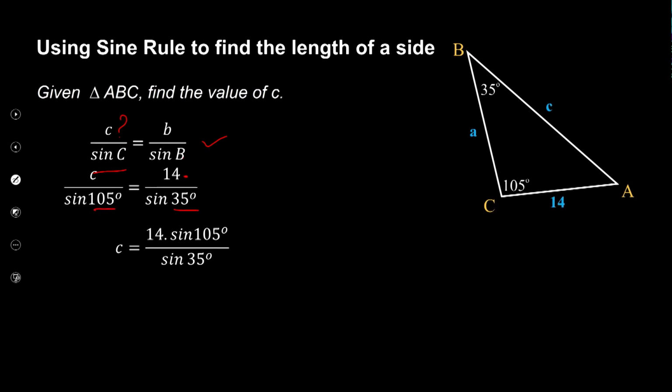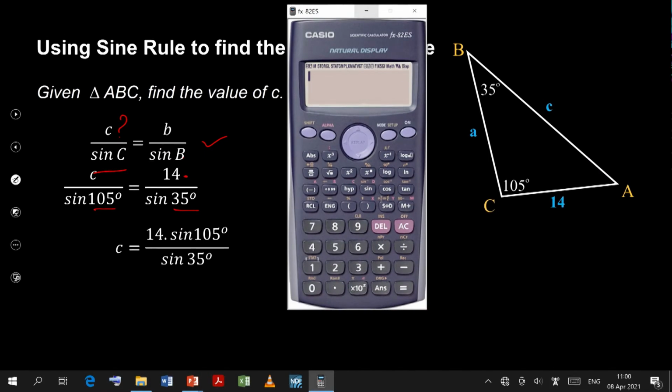Sorry, before we get to our calculator, we first multiply throughout by sine 105. So we end up with this fraction. And all we do now is put this into our calculator. Okay, so we're going to put this right-hand side into our calculator: 14 times sine of 105 divided by sine of 35. And our answer is 23,57.